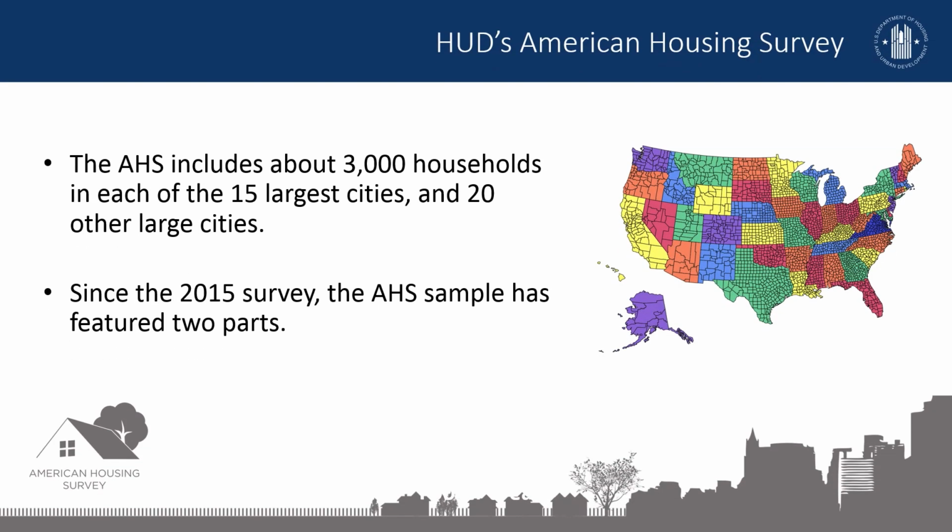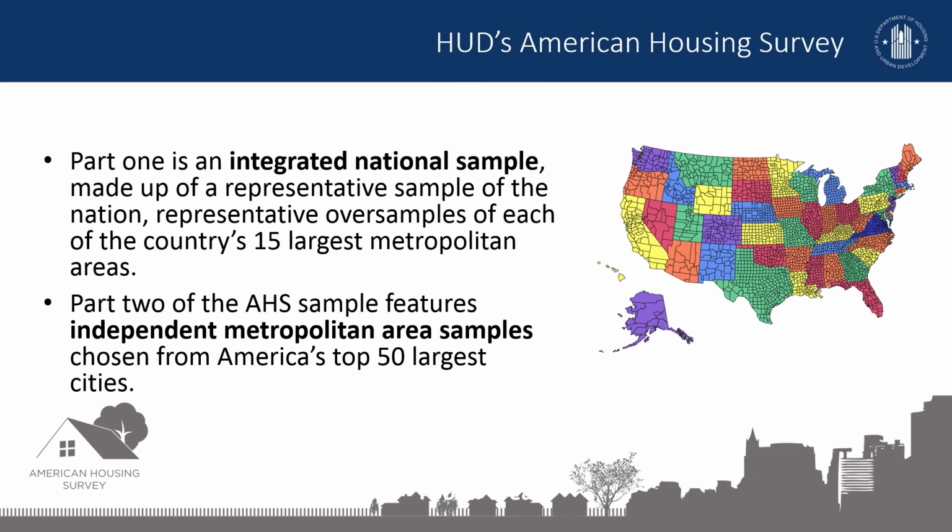As the sponsor of the AHS, HUD is especially interested in producing housing statistics for the largest cities in the U.S. To achieve that goal, the AHS sample includes about 3,000 households in each of the 15 largest cities and 20 other large cities. Since the 2015 survey, the AHS sample has featured two parts. Part 1 is an integrated national sample made up of a representative sample of the nation, representative oversamples of each of the country's 15 largest metropolitan areas, and a representative oversample of HUD-assisted housing units.